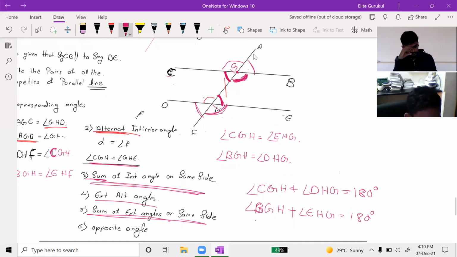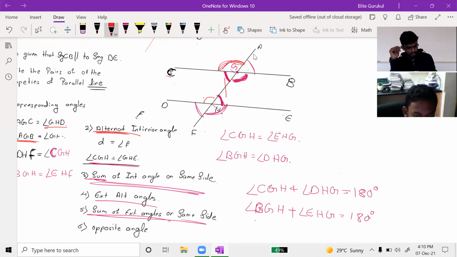Angle AGC plus angle DHF, it will be plus, sum now. Yes, sir. It is a sum, na? Now tell me the sum. Angle AGC plus angle DHF is equal to 180 degree. Very good. Next, angle AGB plus angle EHF is equal to 180 degree.